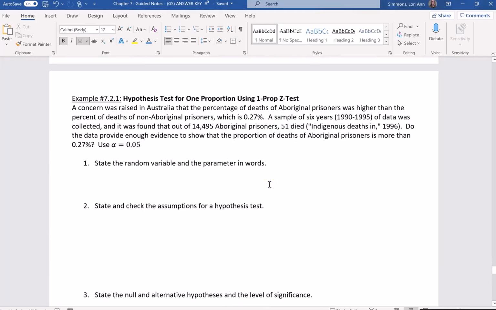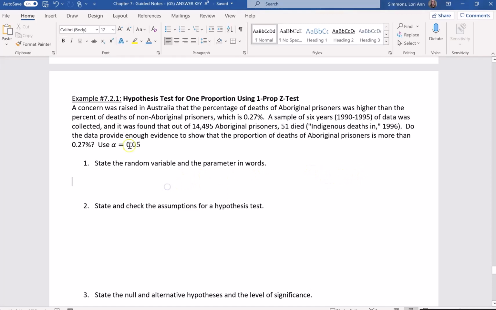A concern was raised in Australia that the percentage of deaths of Aboriginal prisoners was higher than the percent of deaths of non-Aboriginal prisoners, which is 0.27%. A sample of 6 years of data was collected, and it was found that out of the 14,495 Aboriginal prisoners, 51 died. Does the data provide enough evidence to show that the proportion of deaths of Aboriginal prisoners is more than 0.27%? Use alpha equaling 0.05.